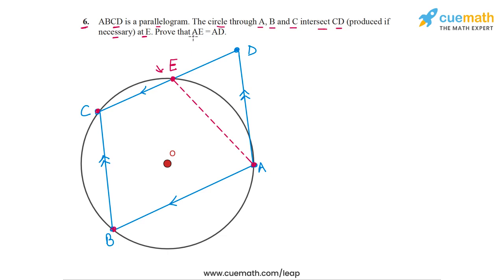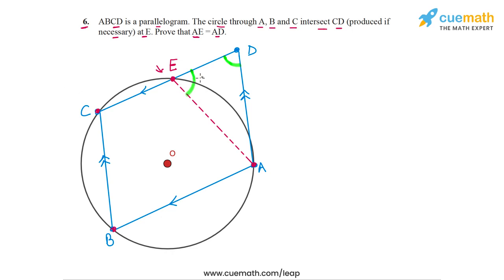So we have to show that AE is equal to AD. So this is what we have to show in this question. And basically, to show that AE is equal to AD, we will show that the angles opposite these sides, so the angle opposite AE in triangle ADE, this angle, and the angle opposite AD, which is this angle, are equal, because then we can claim that the sides opposite these angles, AE and AD, are also equal.